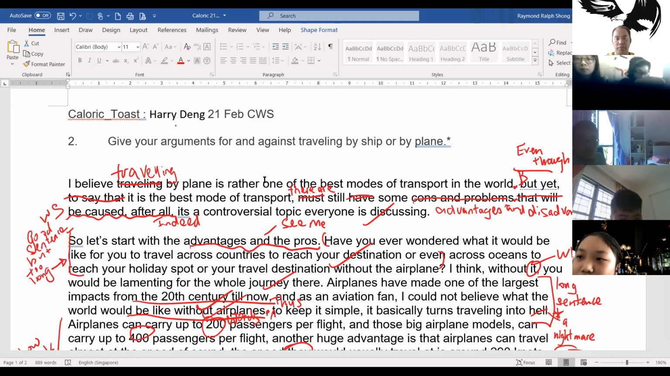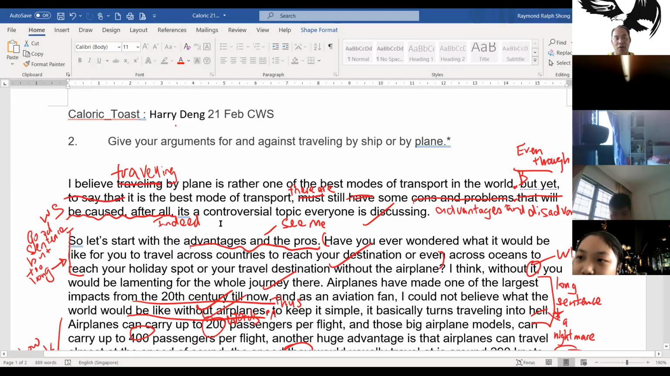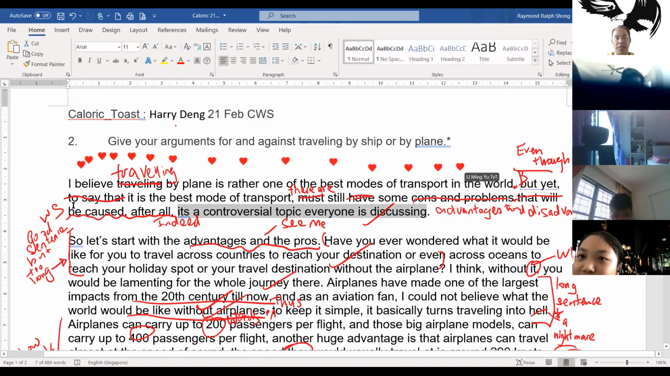Even though it is the best mode of transport, there are still some advantages and disadvantages. Indeed, it is. So you put that because, after all, it is a controversial topic everyone is discussing. I like this part here. Indeed. Okay. All right. Thank you for the love.